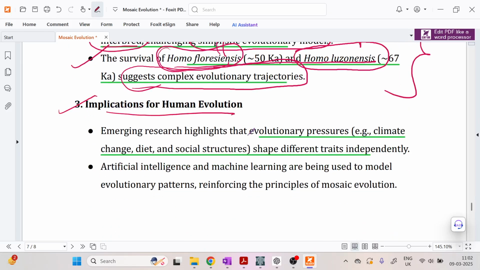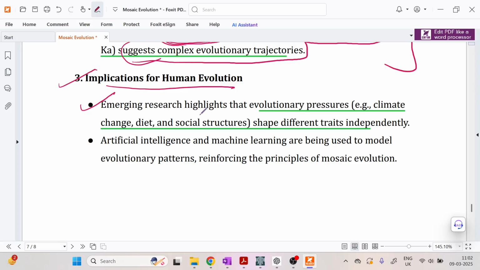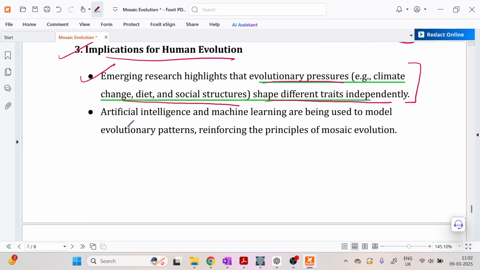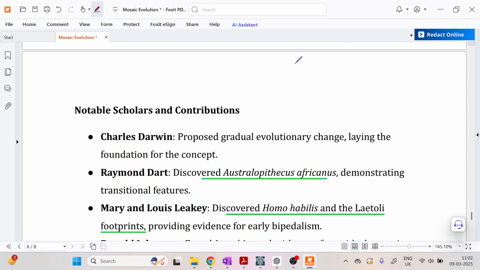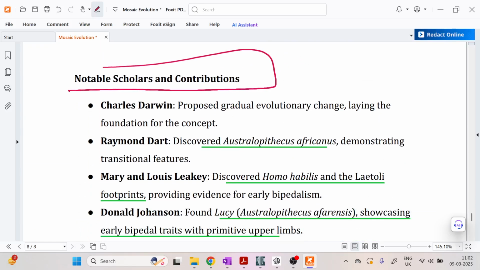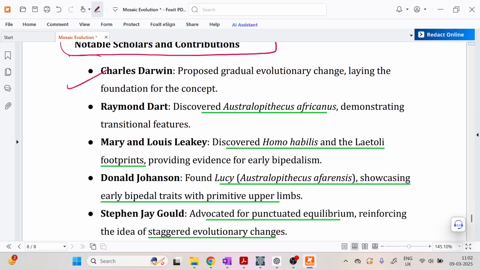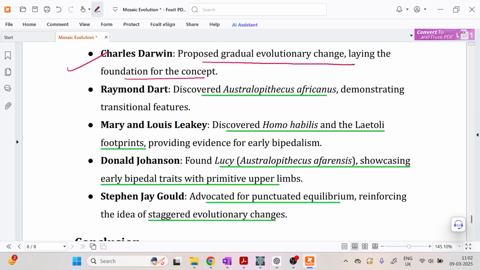Now, the implications for human evolution. So, emerging research they highlight that evolutionary pressures such as climate change, diet, and social structure they shape different traits independently. और वो हमने देखा ये कैसे. And artificial intelligence and machine learning they are being used to model evolutionary pattern, reinforcing the principle of mosaic evolution. Now, notable scholars: Charles Darwin, who proposed gradual evolutionary change and led the foundation of the modern concept.